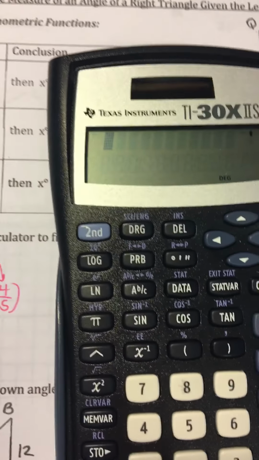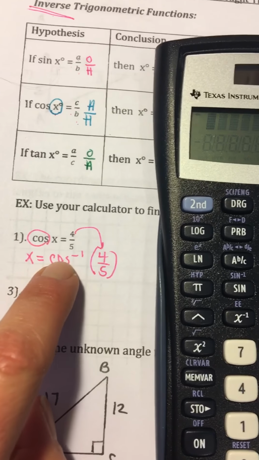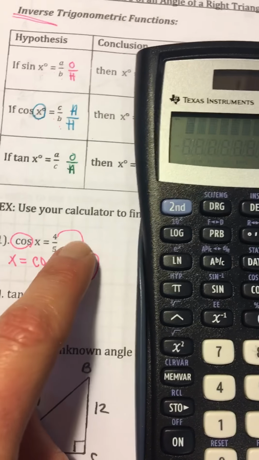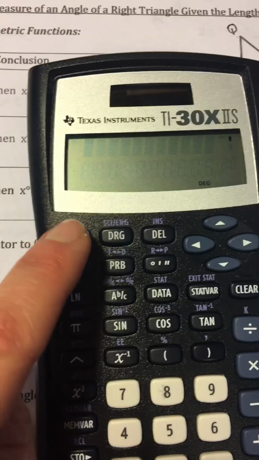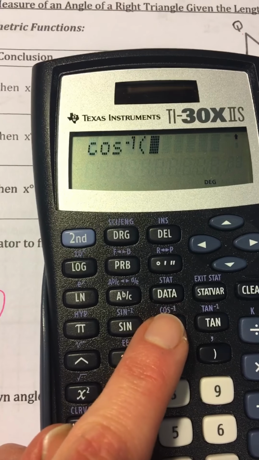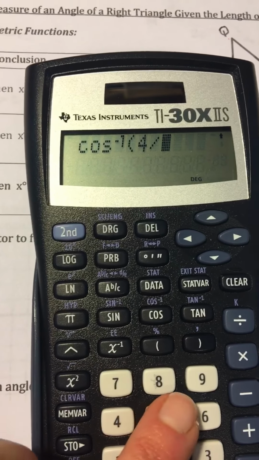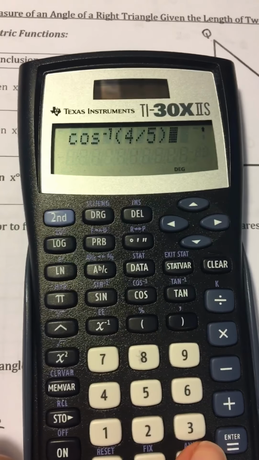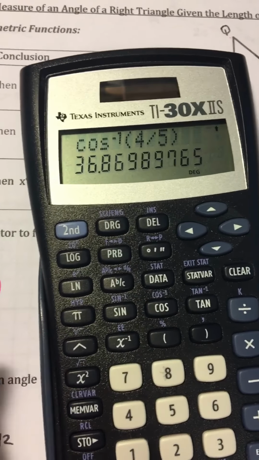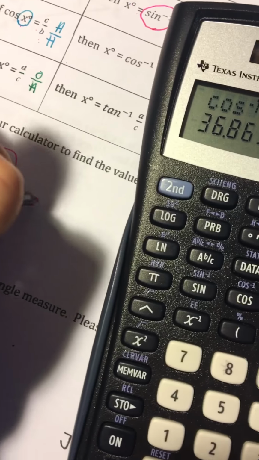Super important there. So if I want to find x, I would take inverse cosine of 4 over 5. Please include those parentheses. So second cosine, there's inverse cosine, and then 4 over 5. Close my parentheses, and then enter. 36.87. So that would be my answer.